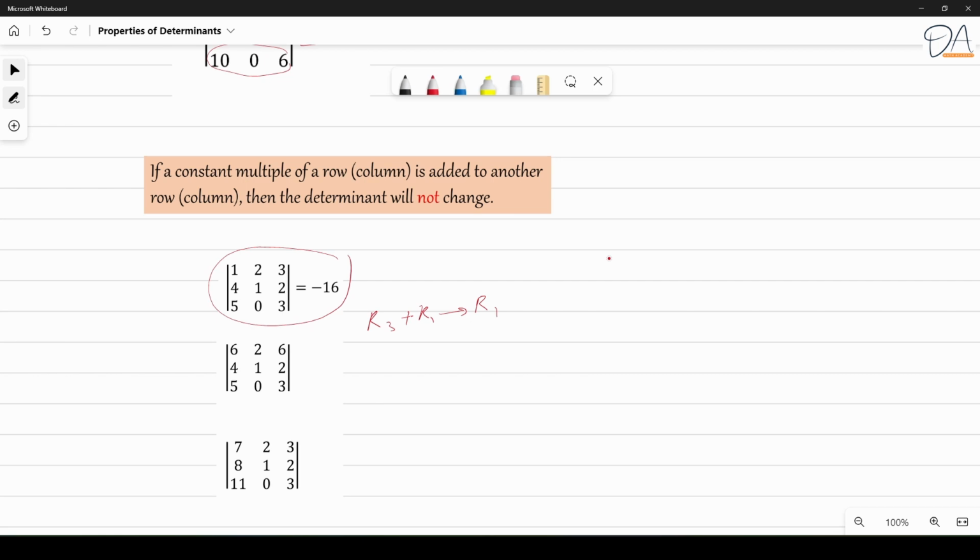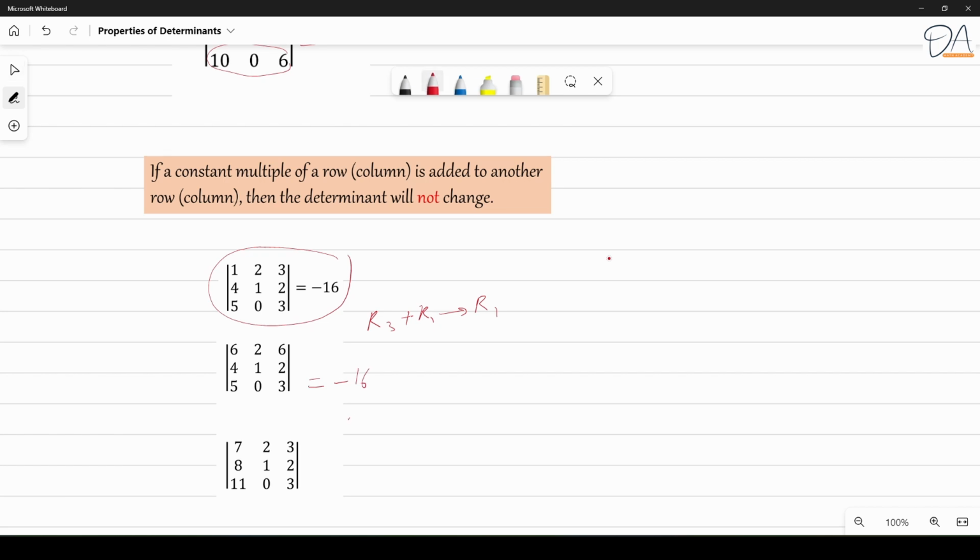If you notice, the third row is 5, 0, 3, and we add it to 1, 2, 3. 5 plus 1 gives us 6, so that will become the new value for the first element in row 1. Then 0 plus 2 gives us 2. This becomes the second value for the first row. 3 plus 3 gives us 6. Now this becomes the new value for the third element in row 1. According to this property, because what we did is just add row 3 to row 1, the value of the determinant will not change. So the value here actually will be minus 16.